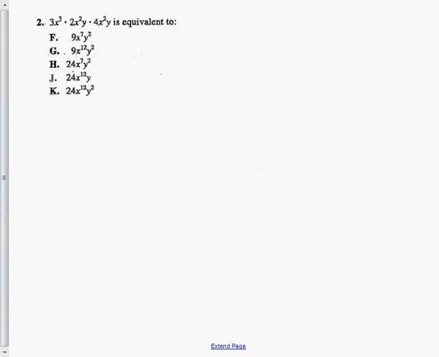Number 2, this expression here is equivalent to... we're going to combine the like terms. 2 times 3 is 6 times 4 is 24. Have an x. It's to the third power, second power, second power. If I have the same base, I add the exponents. 3 plus 2 is 5, plus 2 is 7. Then I have a y. That's 1 y, 2 y's, y to the second. So we get 24 x to the 7th y to the 2nd. You get H.